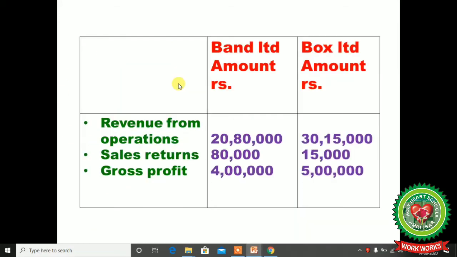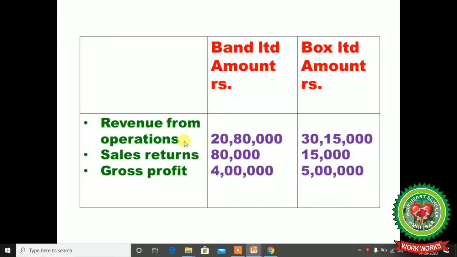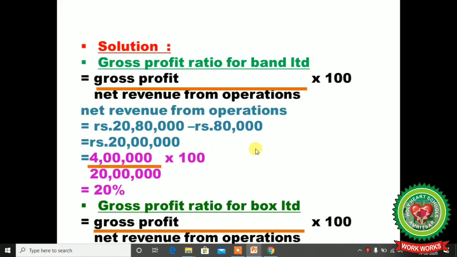So here are two companies, one by one. Firstly, see the first company, Band Limited. Apply the formula: gross profit divided by net revenue from operation, multiplied by 100. So firstly, check this company's revenue from operation: 20 lakh 80,000.